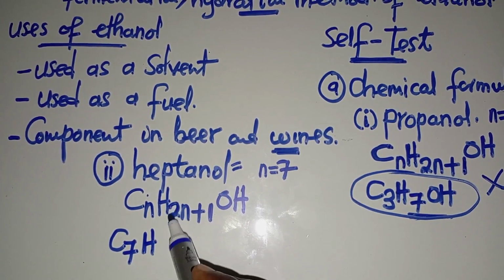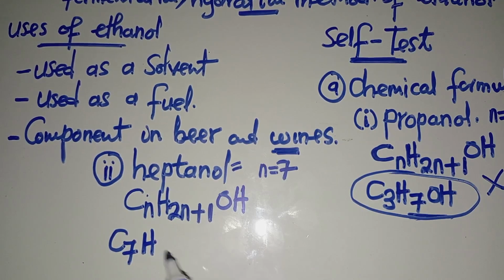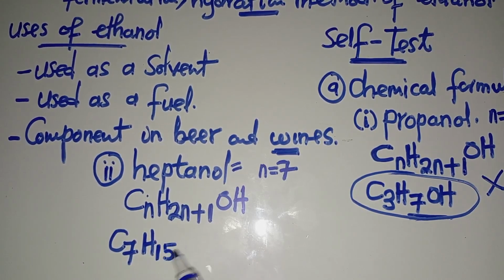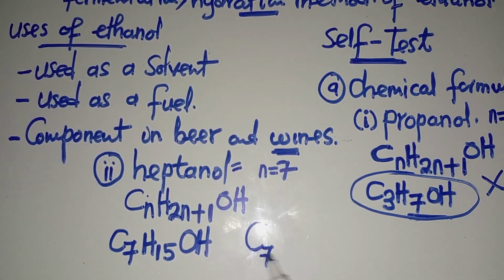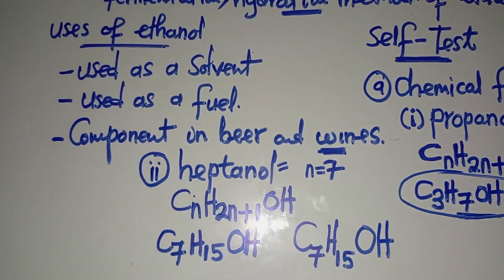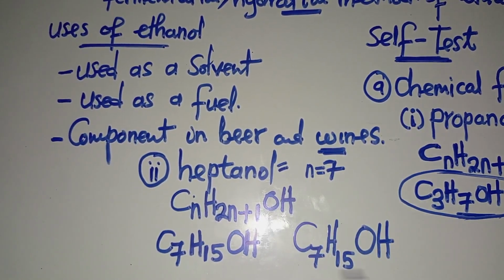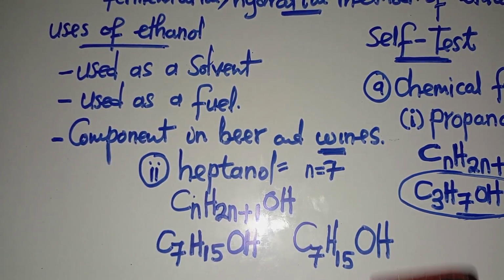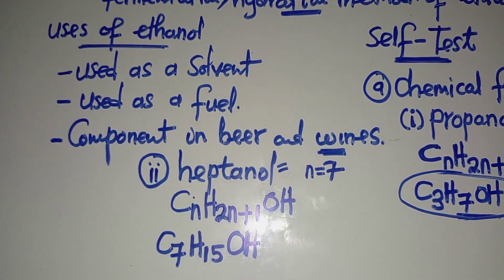C7H. So 2 times 7, 14, plus 1, 15. I put a 15 there, then I say OH. This 15 is a subscript; it is down like this. C7H15OH. Have you seen the way I've written this one? These are in capital letters. This is how you are supposed to be writing it. So this was just a self-test.